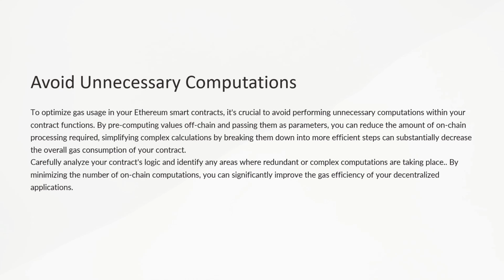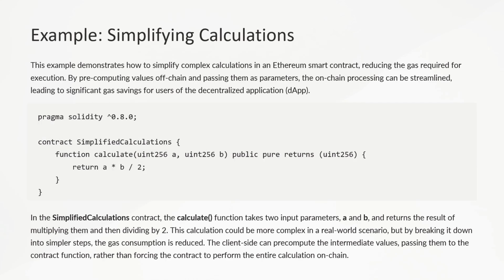your smart contract. Imagine solving a math problem by breaking it down into simpler steps on paper first before using a calculator for the final result. By pre-computing values off-chain, we reduce complex on-chain calculations, thus saving gas. Here is an example of simplifying calculations to reduce gas usage.